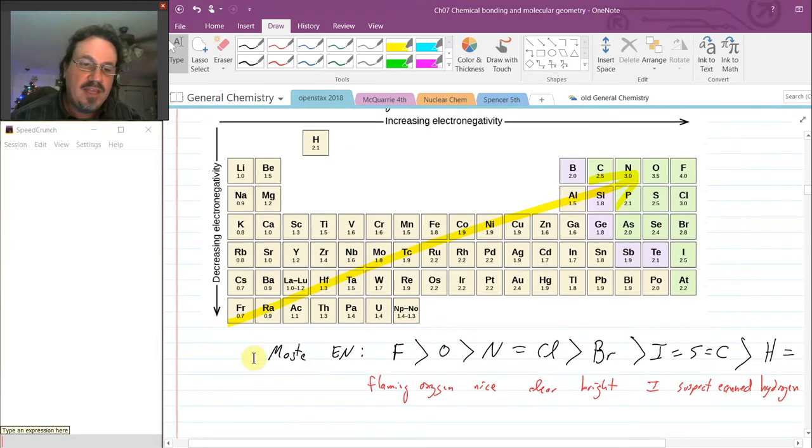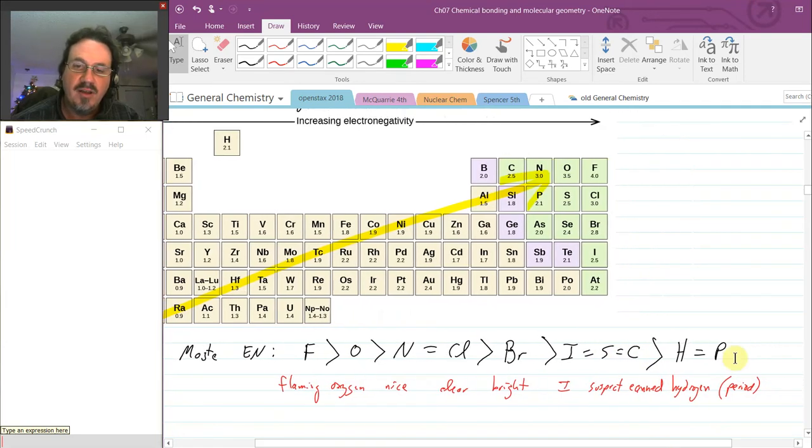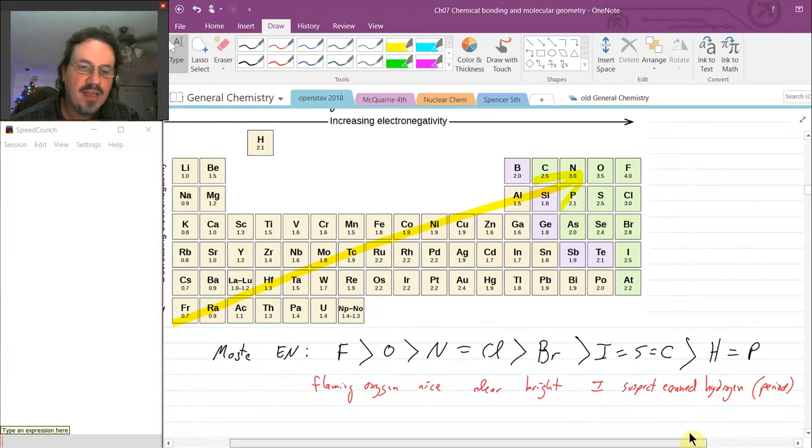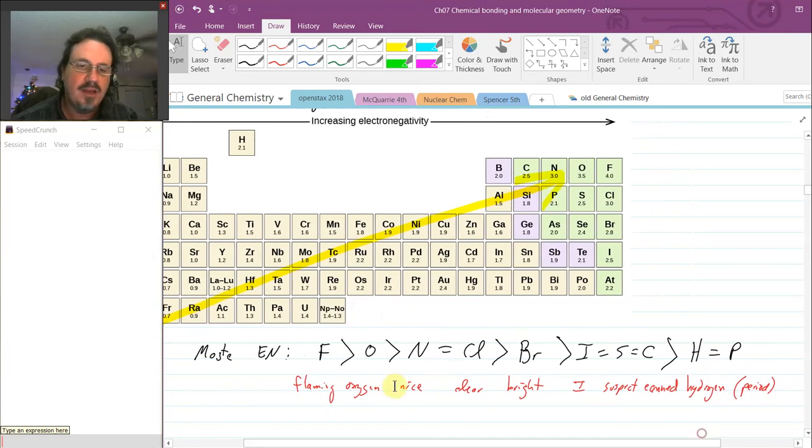If you look at the most electronegative ones, again, fluorine, top, king; oxygen; nitrogen and chlorine are next, equal; bromine; and then these three, iodine, sulfur, carbon, are next, all equal to each other; and then finally here, hydrogen, phosphorus. And not that you probably need to, but there's a way you can remember that order.